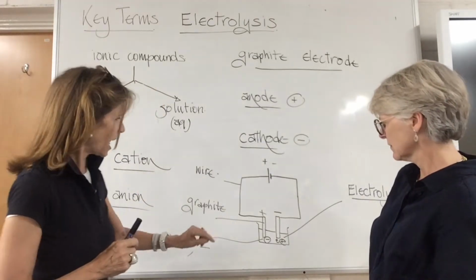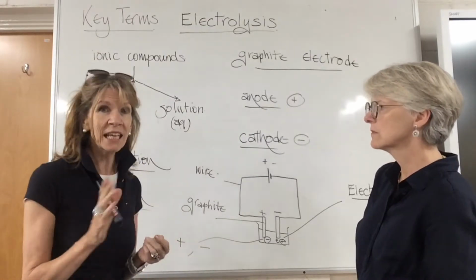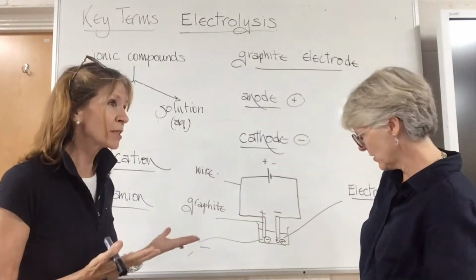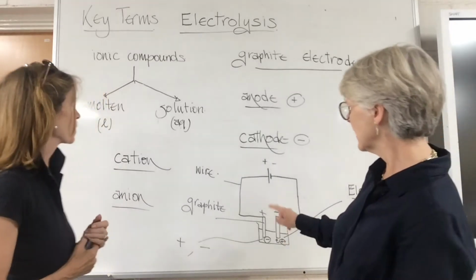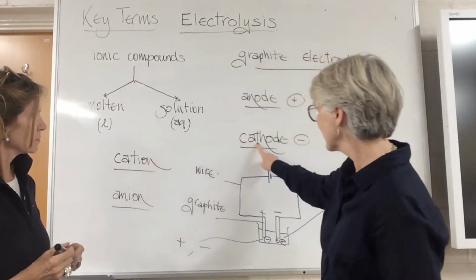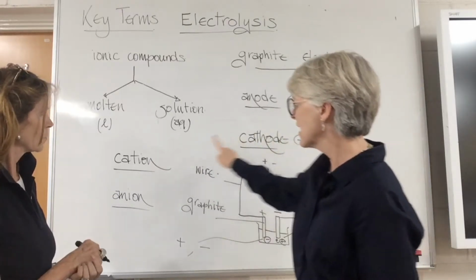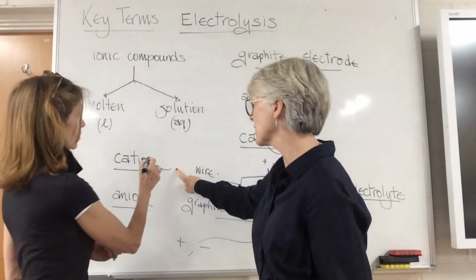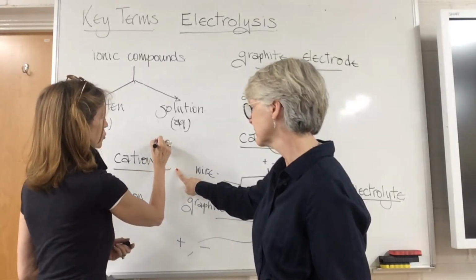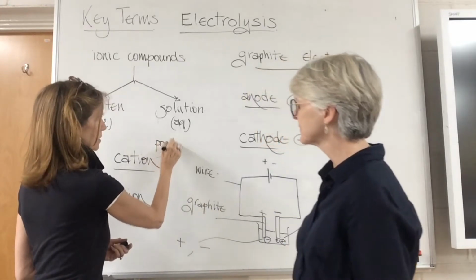So these ions which are attracted to the cathode and anode, they have special names. Dr. Bourne, can you tell me this? So the cation is attracted to the cathode. The cathode is negative, opposites attract. The cation is the positive ion. Right, so that's got to be a positive ion. Yes.